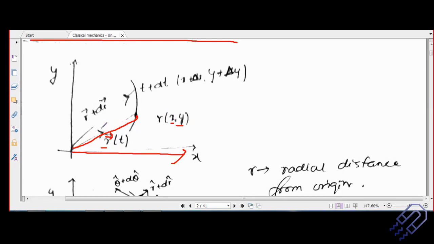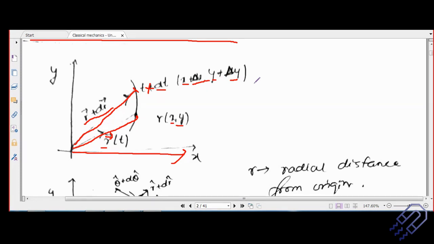Let's say after a time dt, this is t plus dt, the particle reaches this particular point. It's not that it is following a constant radius. If it were a constant radius, it would follow a circular path. I'm not saying that. What we are saying is that after a time dt, the particle reaches this point, so this length would be r plus dr. What will be the coordinates now? x plus delta x, y plus delta y. Delta x and delta y are very, very small changes. This is what is done in Cartesian coordinates.